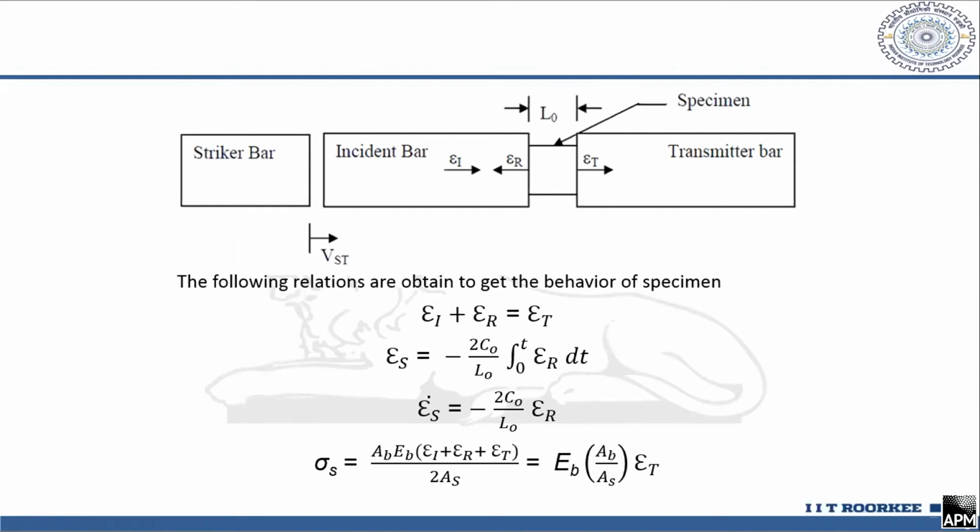Now you can see clearly that these are the striker bar, incident bar, and transmission bar, and the specimen is sandwiched between the incident bar and transmission bar. Due to the difference in the mechanical properties of this specimen, the wave coming in the incident bar gets reflected back, and some is transmitted through the transmission bar. So by using the one-dimensional elastic wave propagation theory, Hooke's law, and the equilibrium condition in the specimen during failure, we have obtained these following relationships, in which the strain in the specimen, strain rate in the specimen, and stresses developed in the specimen are calculated with the help of the properties of the bar.